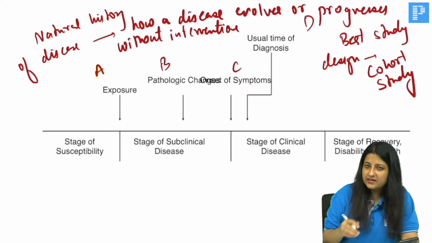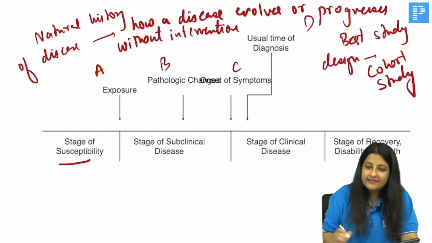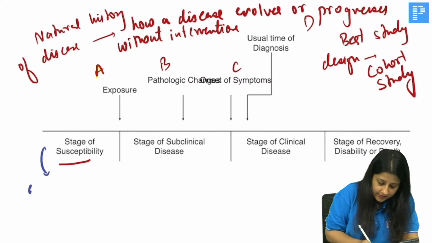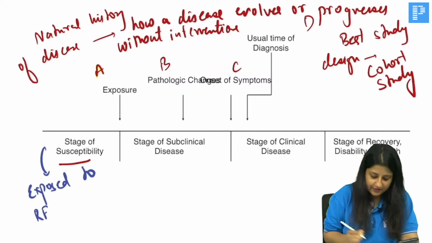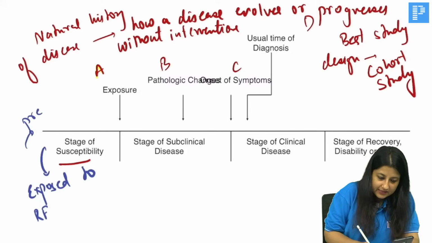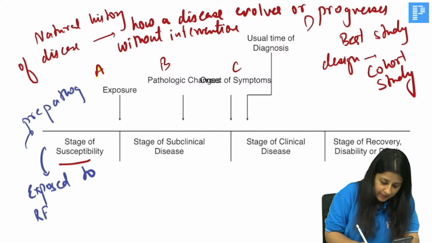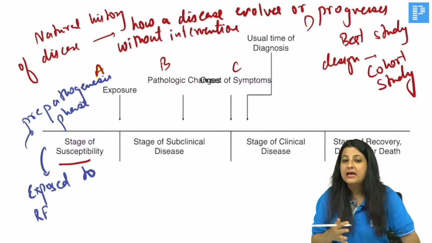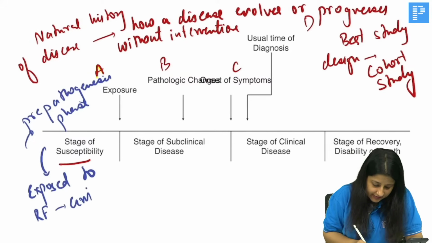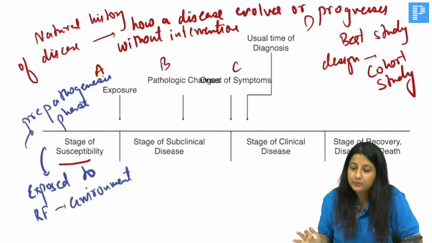Now see, over here, just a quick look at this image. पहले क्या आता है? Stage of susceptibility. What is the stage of susceptibility? Over here, we are exposed to risk factors. Right now, agent has not entered. So this stage of susceptibility is also known as, if you remember, pre-pathogenesis phase, before humans, before the agent enters. Where is this happening? This is happening in the environment when we are exposed to risk factors, pre-pathogenesis.